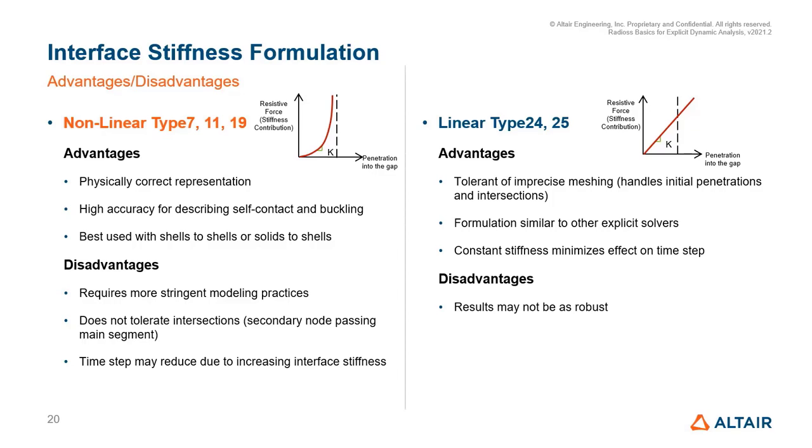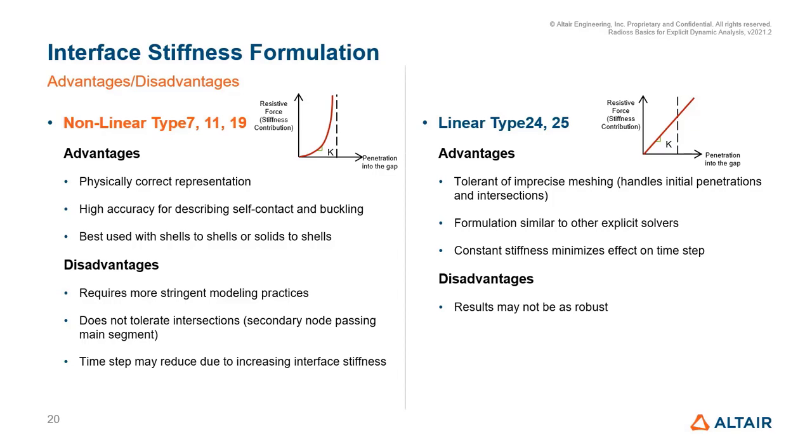Now let's look at disadvantages of nonlinear stiffness contact. So it requires more stringent modeling practices. So you have to always take care of your meshing or the minimum element length and element quality. It does not tolerate the intersections or the initial penetrations. So you have to always make sure there are no intersections in the model.